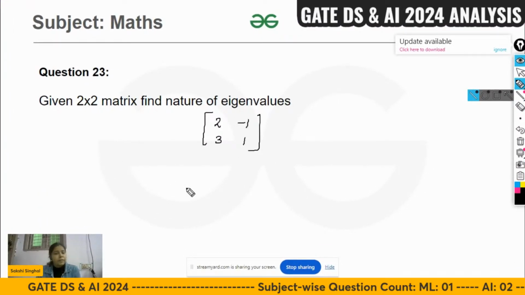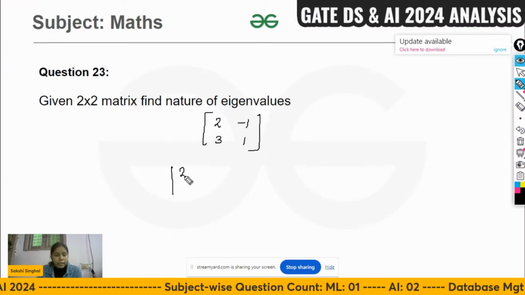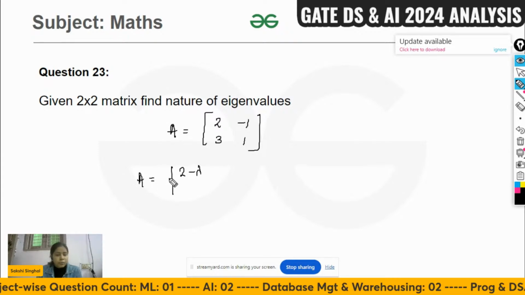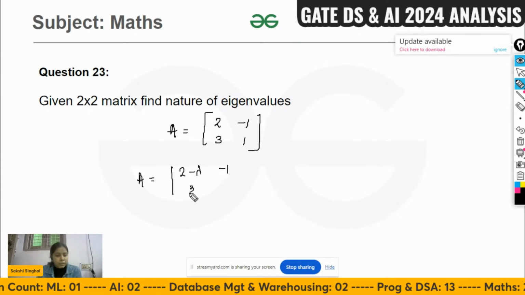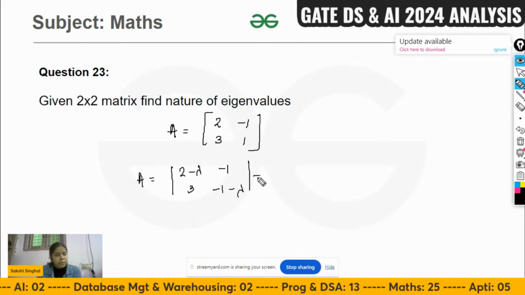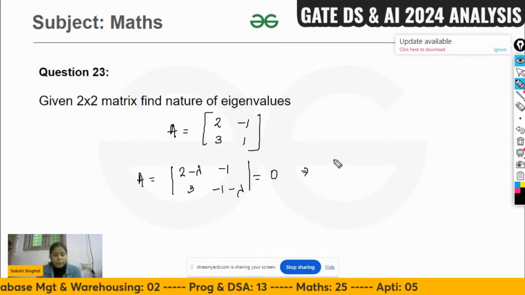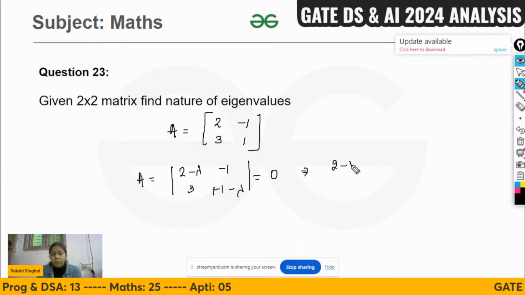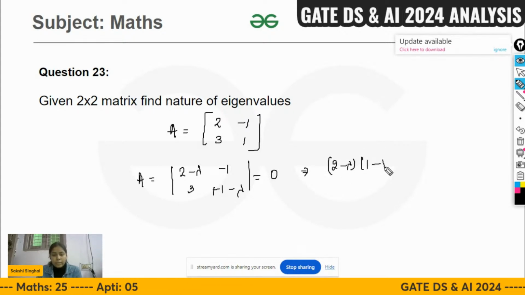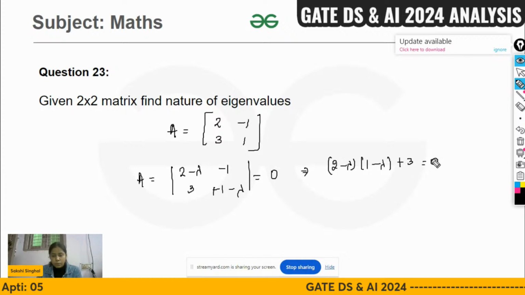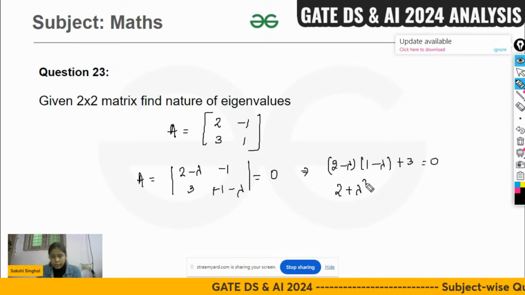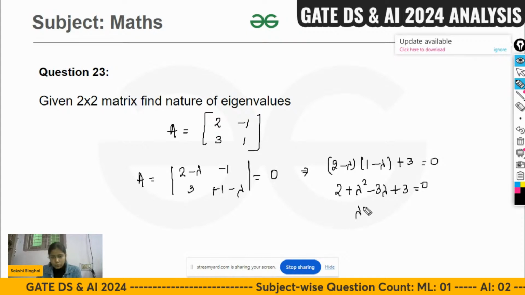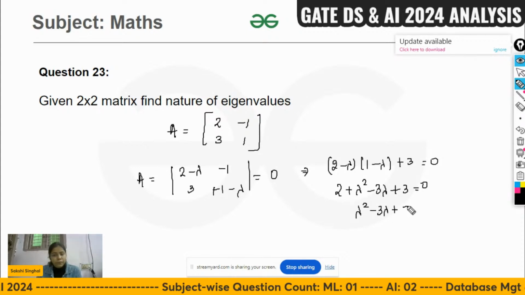Let's go through it. So we have to find out the eigenvalues. For that, I'll write down A minus lambda. This would be 2 minus lambda, and minus 1, 3, minus 1 minus lambda. This is simple. We just have to find out the eigenvalues. So if I solve this, sorry, this would be 1 minus lambda. 2 minus lambda into 1 minus lambda plus 3 equals 0. That would give me lambda square minus 3 lambda plus 5.